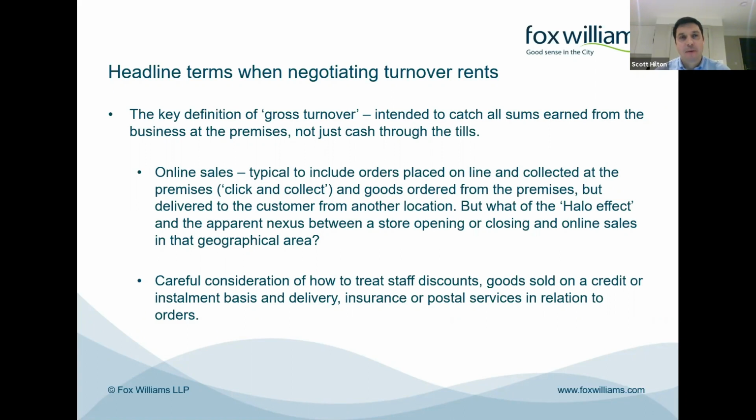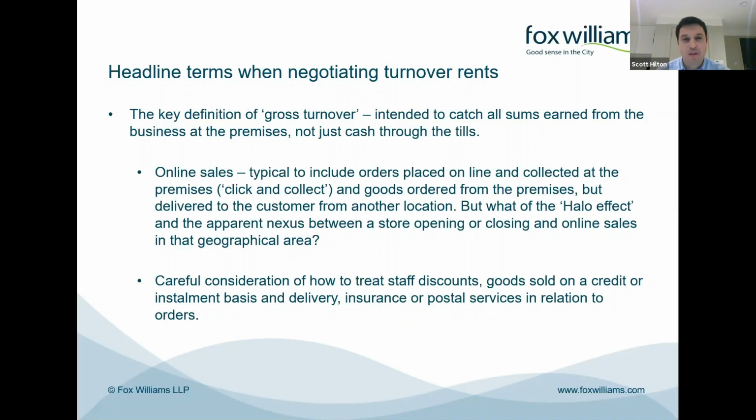But, and I think this is a significant point in the context of turnover rents, what about where the customer goes into the store, may try the item on, test out the item, and then orders online? Many stores are used for showrooming in particular, and businesses have large online sales. So I think this is going to be an issue going forward in terms of how we quantify the value of the store in a multi-channel world, and how landlords are able to share in some of those online sales in the turnover rent calculation.